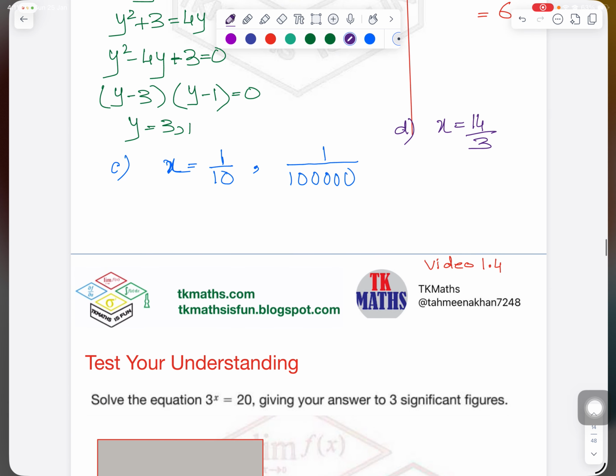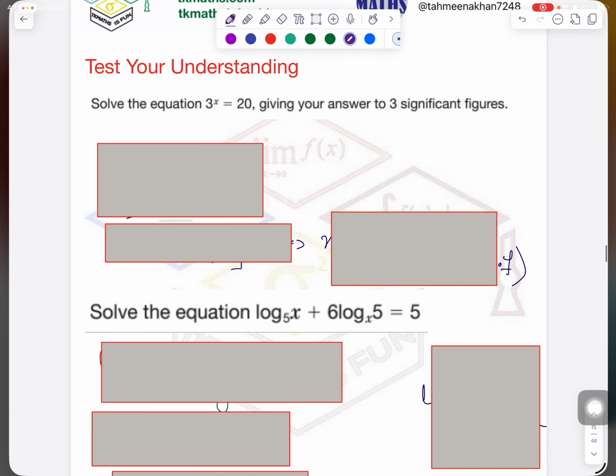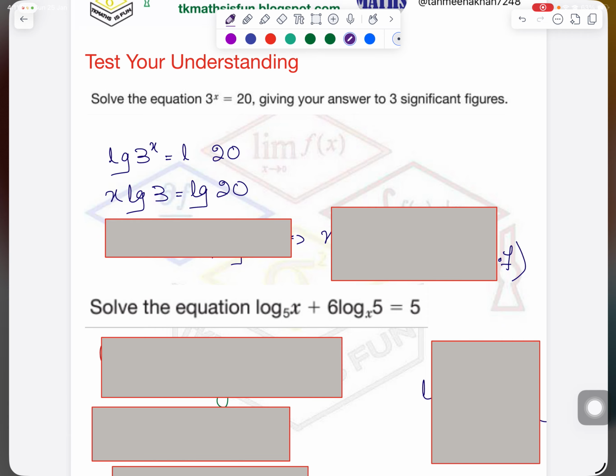Now, here I have solved two questions. It is the test of your understanding. You can put the video on pause and try it. But I'm showing you the answer to avoid the length of the video. I'm sure you will get it right.